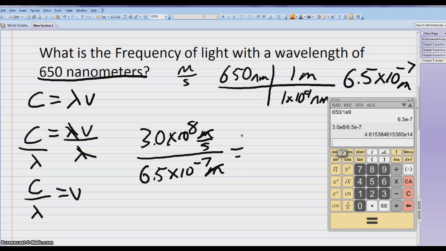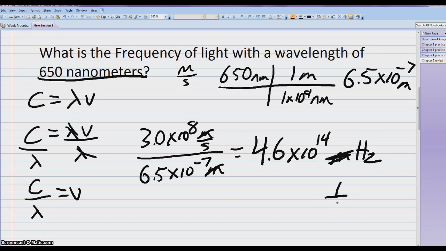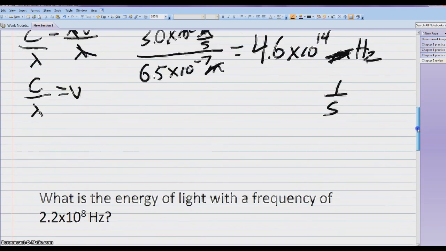And that equals 4.61 times 10 to the 14th. So 4.6 times 10 to the 14th. Let's just leave the 1 off. Okay, now what is our unit here? Meter? Oh, nope. It's not meters. That's not what we wanted. We actually want it in reciprocal seconds or hertz. Remember, 1 over a second is the same as hertz. So that's our second type of problem.